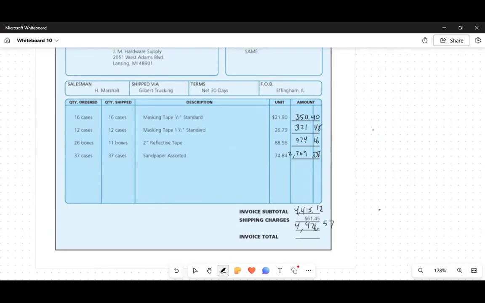Let me make that look like a 6. Okay. And so my invoice total would be $4,476.57. I should have just added it right there and not here. So, all right, that's my invoice amount.